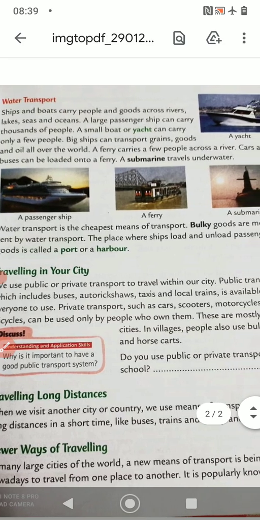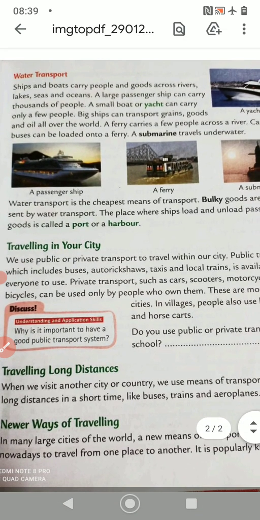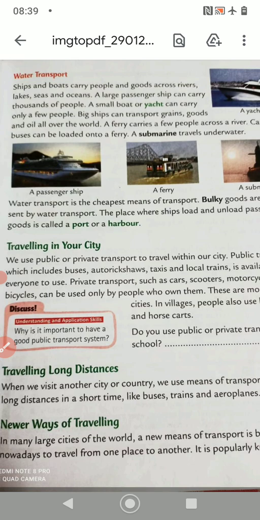Cars and buses can be loaded onto the ferry. The size of the ferry is big enough, it's not small. A submarine travels under water. Water transport is the cheapest means of transport. This might come in the exam. What is the cheapest means of transport? It is water transport.